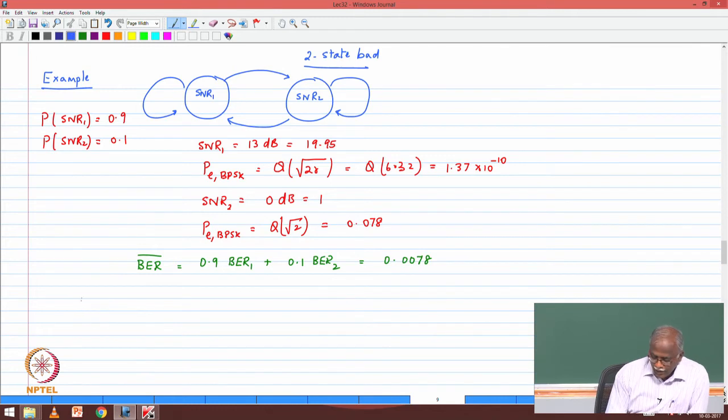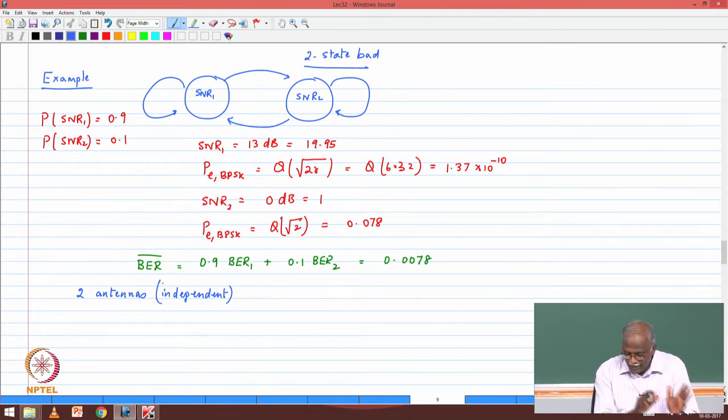Supposing I told you that you had two antennas, both of which are in this environment, but they are independent of each other. Two antennas which are independent. For each of those antennas, the SNR1 probability is 0.9, SNR2 is 0.1. Now tell me, what is the probability of SNR2 when I have two antennas and both of them have identical statistics?